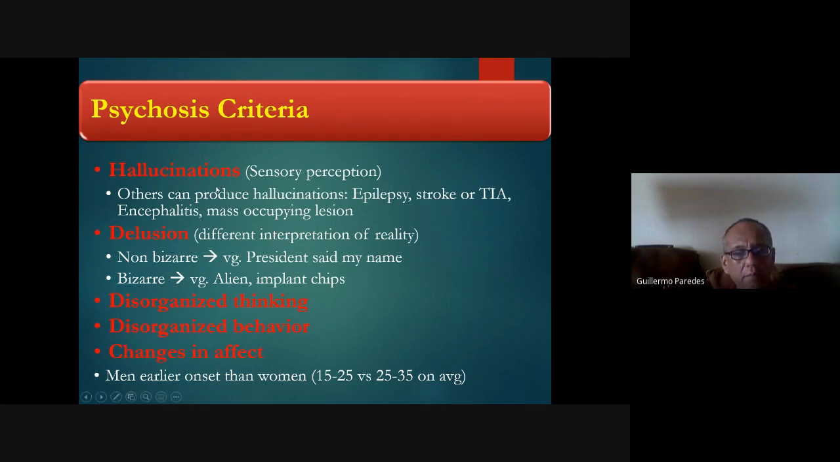All right, so for example, here we have hallucinations, sensory perception. Hallucination is different from delusion. Hallucination is everything that is happening to you but does not exist at all, and that is perceived by your senses. So you can see, smell, taste, or feel it on your body.